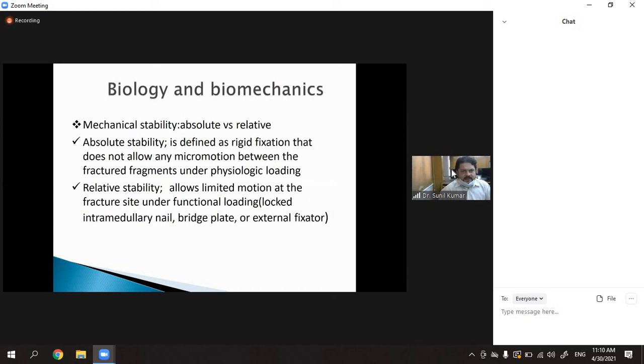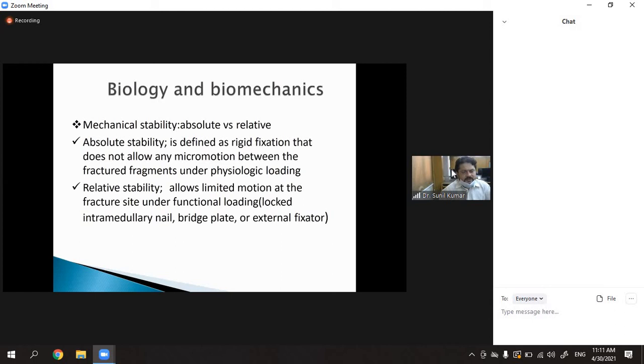Biology and biomechanics. So for internal fixation, two types of mechanical stability we have to achieve. Either we have to achieve absolute stability or relative stability, depending upon the fracture. Again, here the classification will come to mind: this type of fracture will need absolute stability, or certain types of fracture are good for relative stability, and what function we want to achieve.